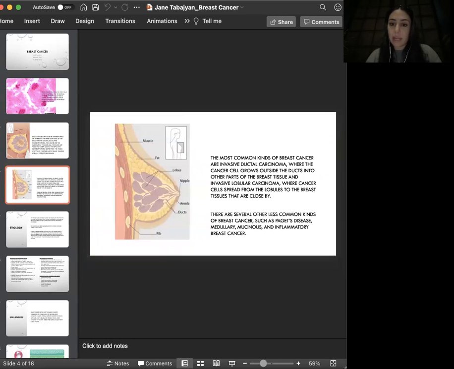The most common kind of breast cancer is invasive ductal carcinoma. For this type of cancer, the cancer cell grows outside of the ducts into the other parts of the breast tissue. The other type of breast cancer is invasive lobular carcinoma. In this type of cancer, the cells spread from the lobules to the breast tissue close by. Overall, there are many kinds of breast cancer. However, the rest are far less common.